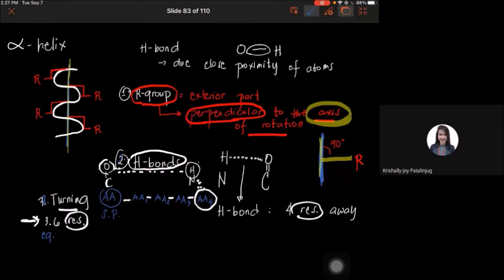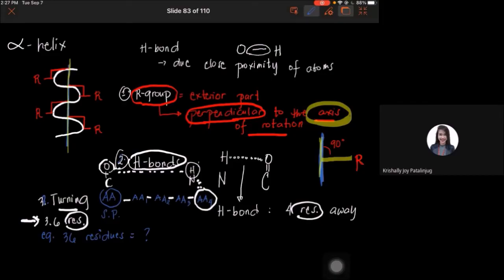Okay, meron kang isang polypeptide chain comprising of 36 residues. Yung tanong, if this is the case, ilang turns do you think mafo-form sa mismong alpha helix? Kapag 36 residues ang bumubuo ng isang polypeptide chain, tama? 10. You simply divide it to 3.6.